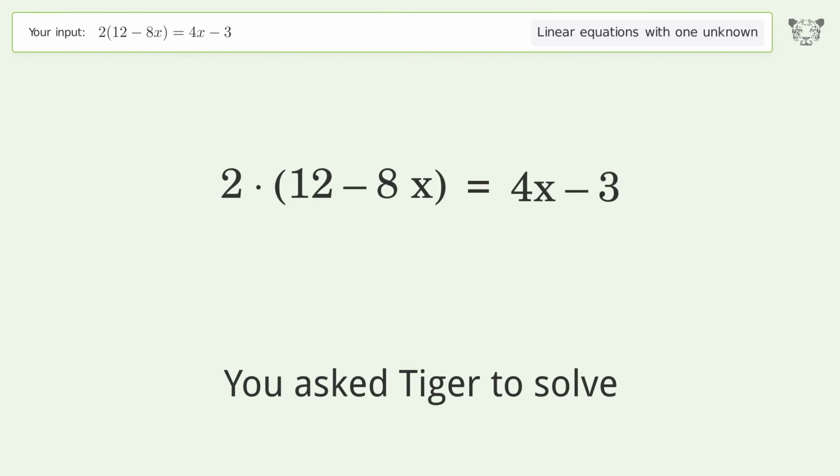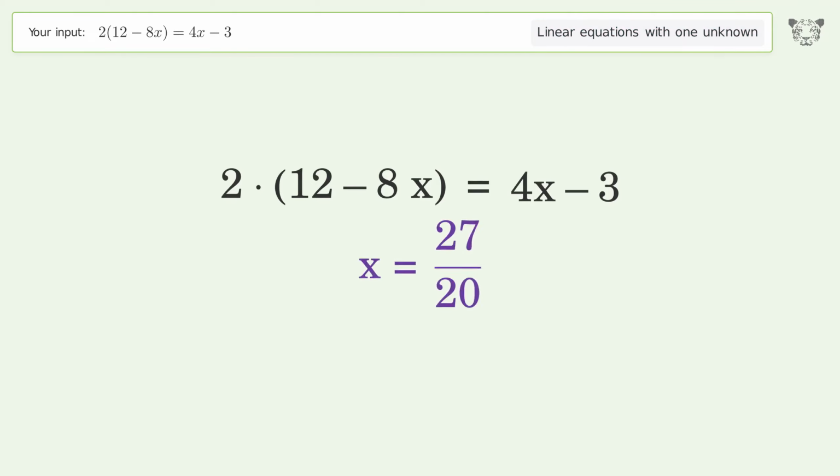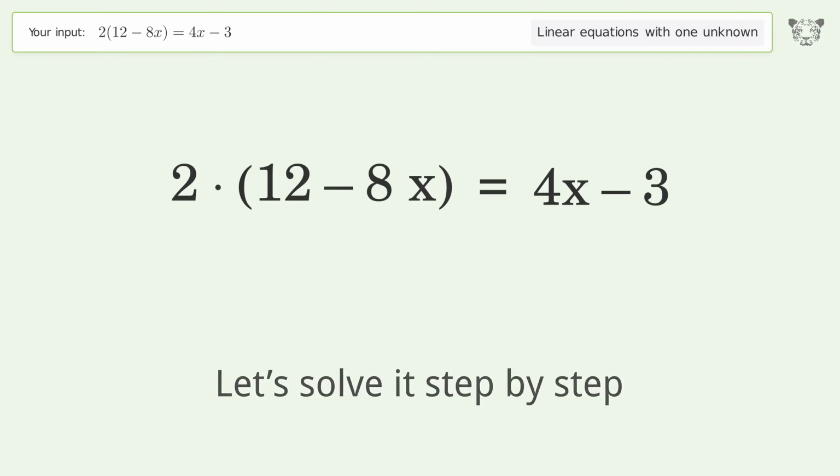You ask Tiger to solve this. This deals with linear equations with one unknown. The final result is x equals 27/20. Let's solve it step by step.